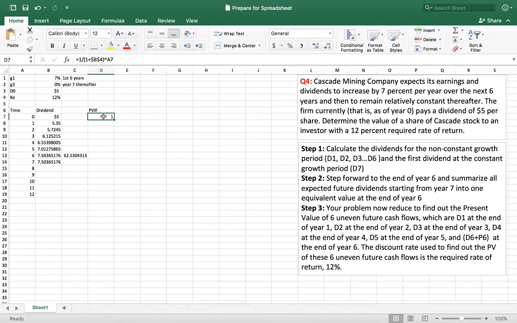The formula in cell D7 applies to all other time periods, so I can copy down the formula to easily generate present value interest factor corresponding to different time periods. I complete this step by dragging down the cursor.